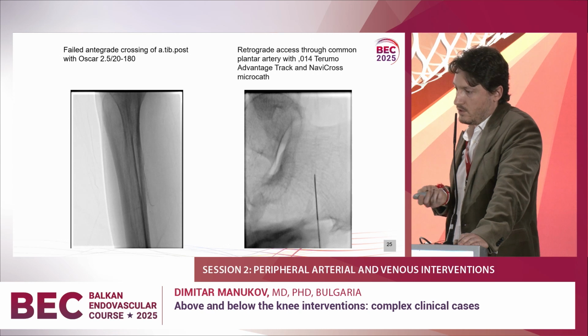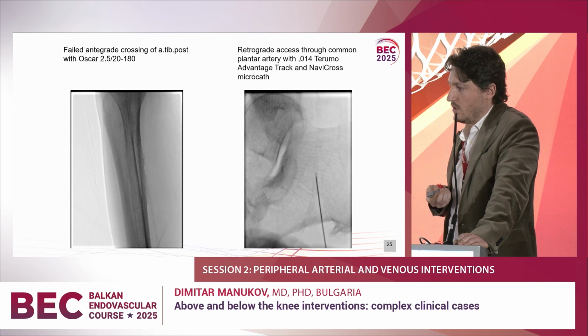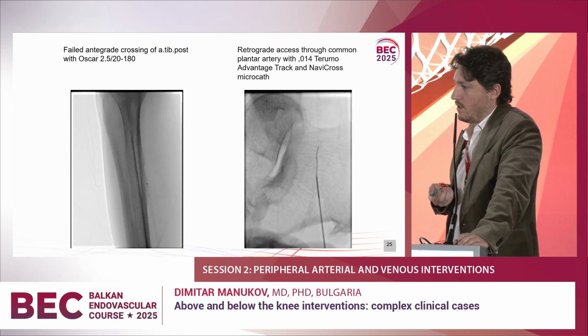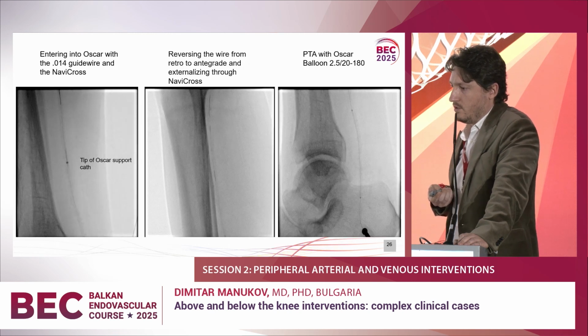We tried from antegrade, we couldn't pass. You see a lot of calcification in the vessel wall. We couldn't pass, so we switched to the retrograde access through the common plantar with the Terumo Advantage 014 track and the Navicross. We managed to puncture and to go retrograde and to pass the occluded segment, and we end up into the support catheter, the Oscar catheter, as you see on the left.